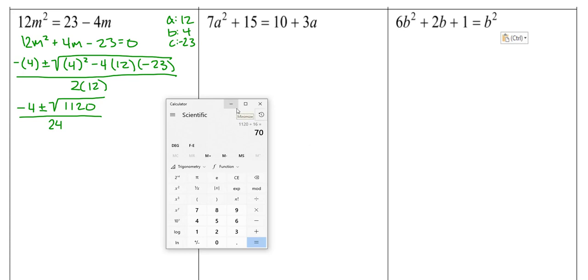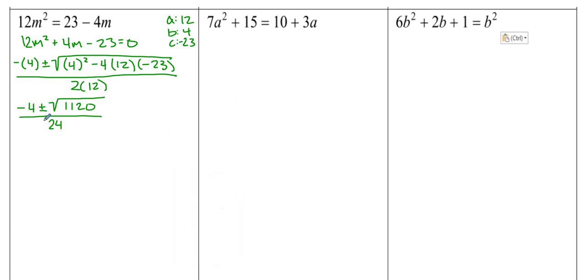Remember, that's going to be the same as 16 times 70. Square root of 16 times square root of 70. So you knew how to do that in the previous section, so I'm just going to write the next step. This is going to turn into negative 4 plus or minus 4 radical 70. And if you don't know how to get from here to here, just please go back and visit one of the previous videos. And this is all over 24.